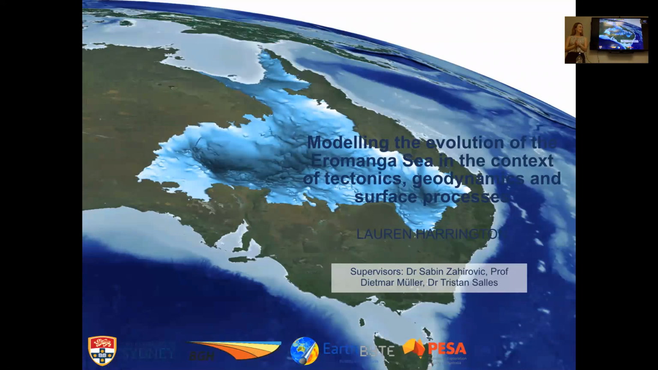Good morning, everyone. As he said, my name's Lauren. I'm a geophysics honours student with the Earthquake Group at the University of Sydney, and I'm here today to talk about my honours project, modelling the evolution of the Eromanga Sea in the context of tectonics, geodynamics, and surface processes. My supervisors for this were Sabine Zahirovich, Dietmar Mueller, and Tristan Salles.